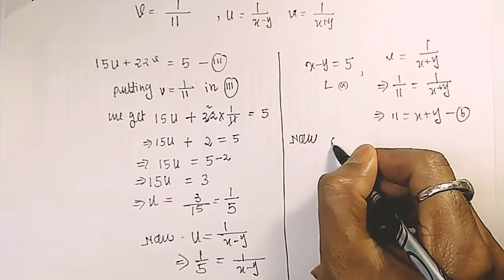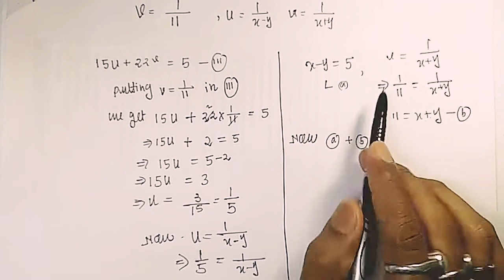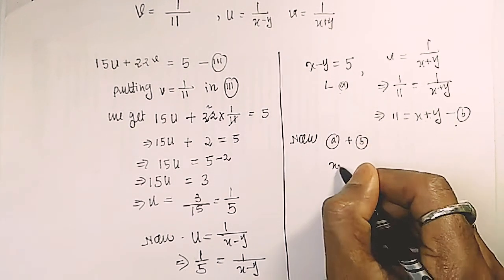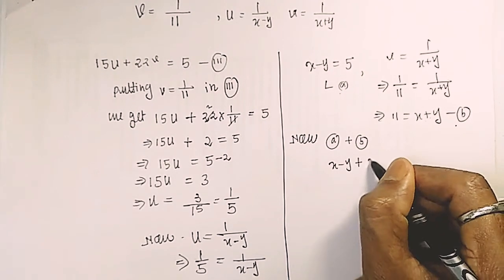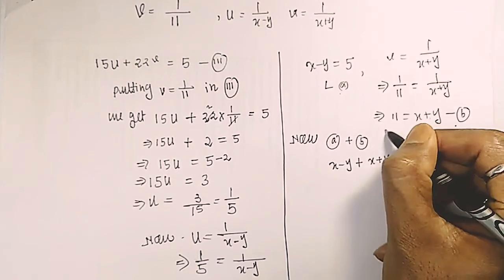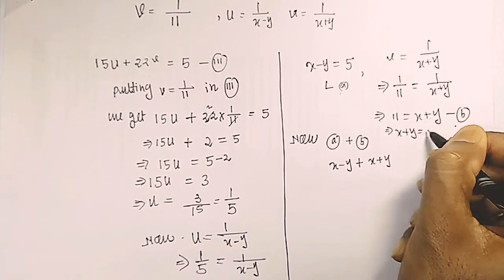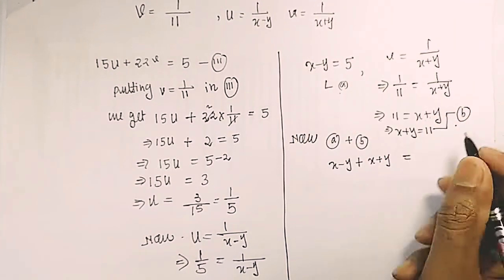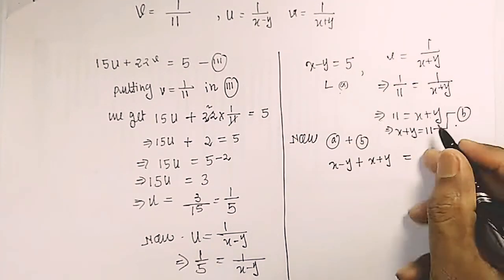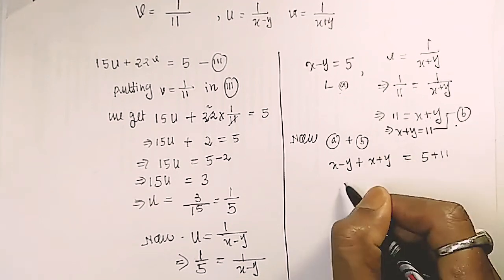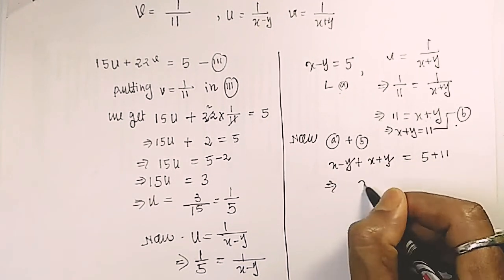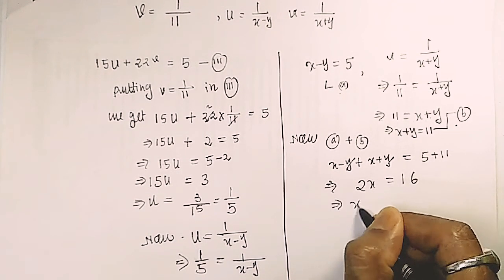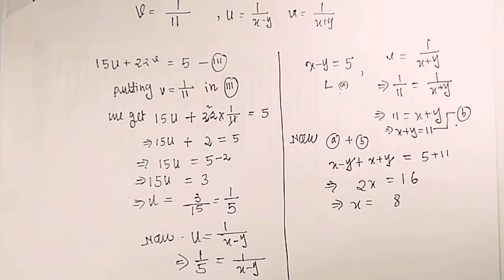Now A plus B, adding equation A and equation B. Left hand sides are added to the left hand side: x minus y plus x plus y. Right hand sides are added to the right hand side: 5 plus 11. y cancels, so twice x equals 16, which implies x equals 8.